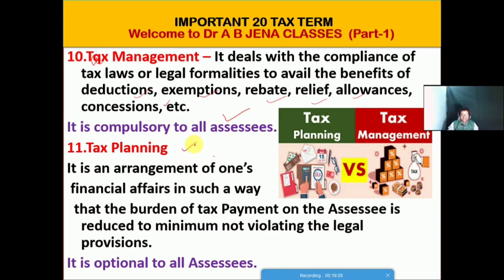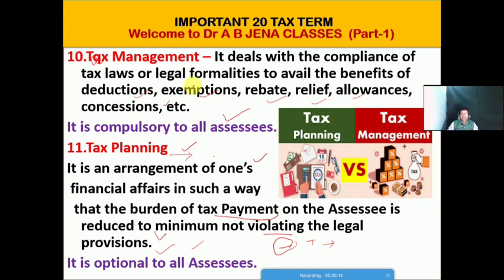Come to tax planning. What is this tax planning? It is an arrangement of one's or the assessee's financial affairs in such a way that the burden of tax of the assessee is reduced to a minimum, not violating the legal provisions or tax laws given by the Income Tax Act. So tax planning is made in order to minimize the tax burden. Tax planning is optional for all assessees, and you can take the help of a tax consultant, financial advisor, or chartered accountant.